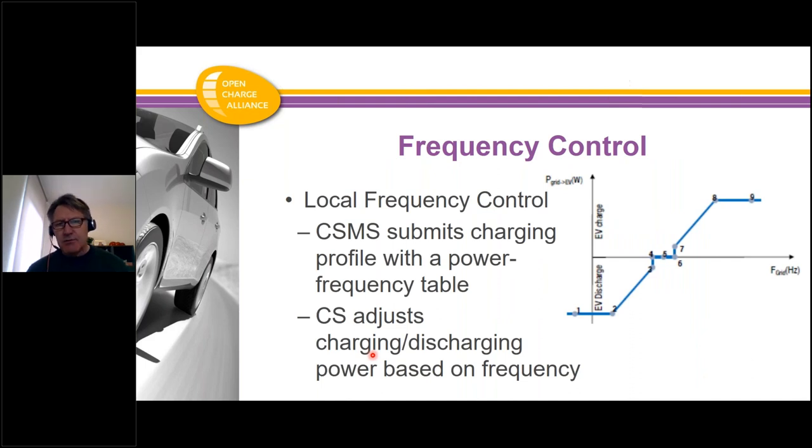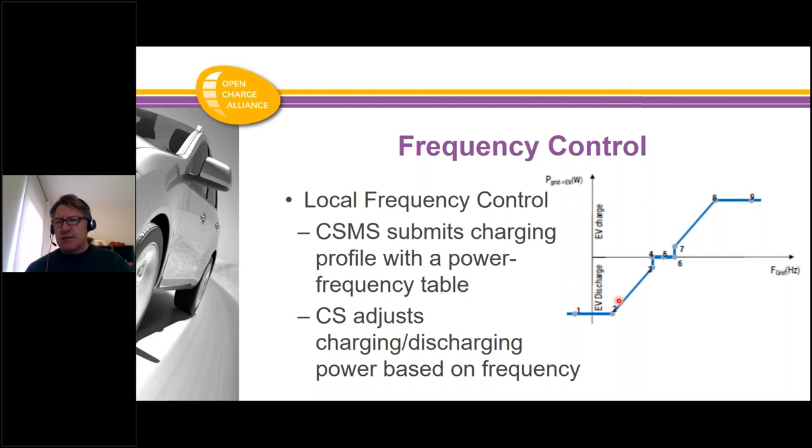Another use case is frequency control, which is about maintaining a stable grid frequency. If too much energy is consumed on the grid, the grid frequency may drop, and this can be compensated by delivering energy back to the grid. In local frequency control, the CSMS submits a charging profile with a power frequency table. You see an example here in the picture, where if the frequency drops, you request the EV to discharge more or less. The charging station can do this itself locally if it is equipped with a frequency meter, so that it can dynamically adjust the set points to the EV.